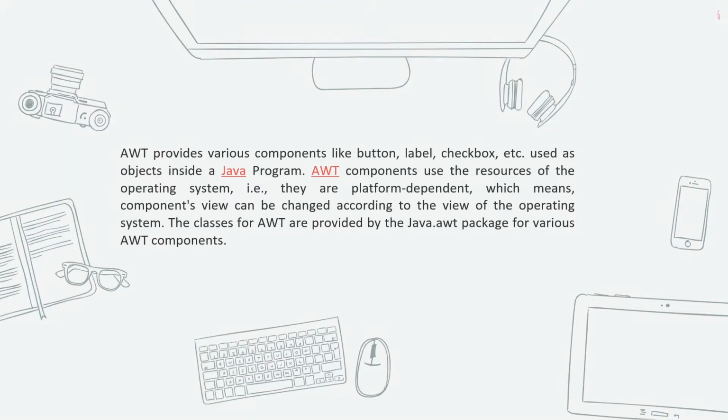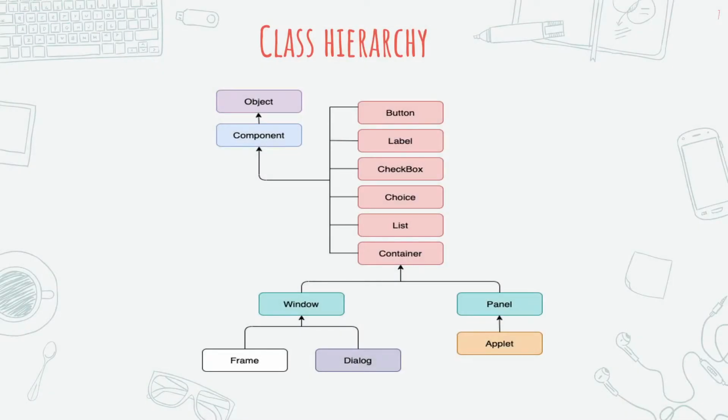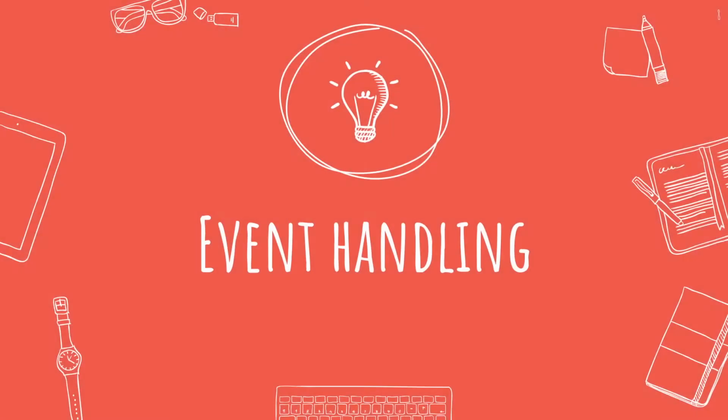Now let's move on to class hierarchy. This is the class hierarchy that is followed in AWT. The main class is Object and it is followed by Component. The Component consists of button, label, checkbox, choice, list, container, etc. And under the container, window and panel come. And it goes on. Now let's move on to event handling.